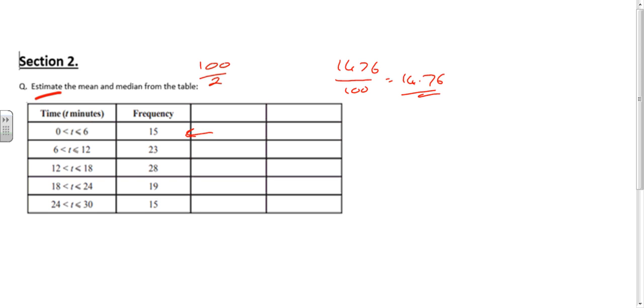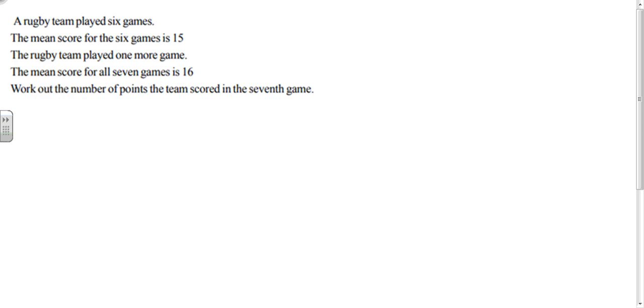So the first 15 are here. The next 23, which brings us up to 38, is here. The next one, 38 plus 28, is going to be 66. So the 39th to the 66th person is in this category here. So the median is in the group 12 to 18. And that's what they'll ask you in the exam.